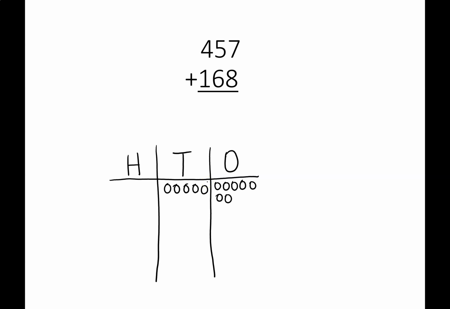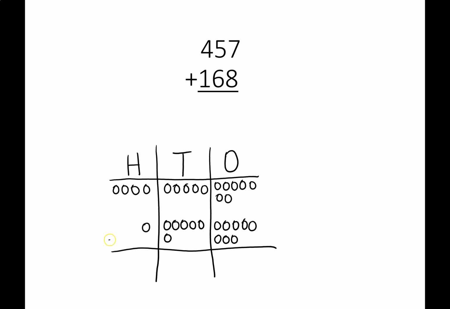So I have 7 ones, I have 5 tens, 4 hundreds. Okay, and with addition, we do write both of the numbers. In subtraction, we only do the first one, but in addition, we do them both. So now we have to do 168. So I have 8 ones, 6 tens, and 1 hundred.